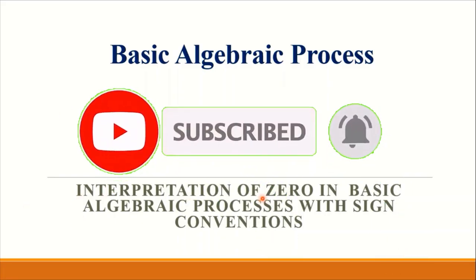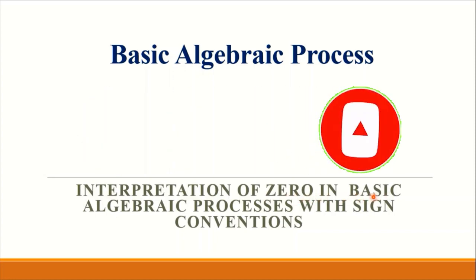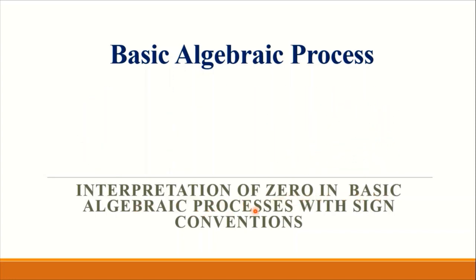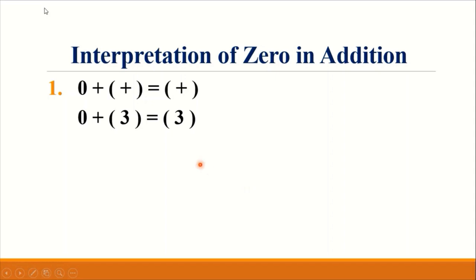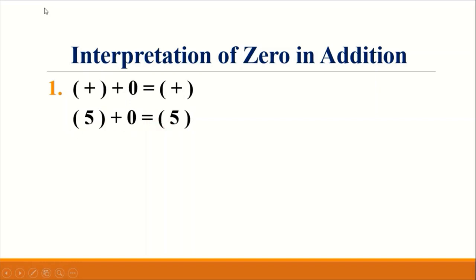Today we will discuss interpretation of zero in all basic algebraic processes. Let us discuss interpretation of zero in addition. When any positive number is added to zero, answer will be always positive. For example, 0 plus 3 is equals to 3.